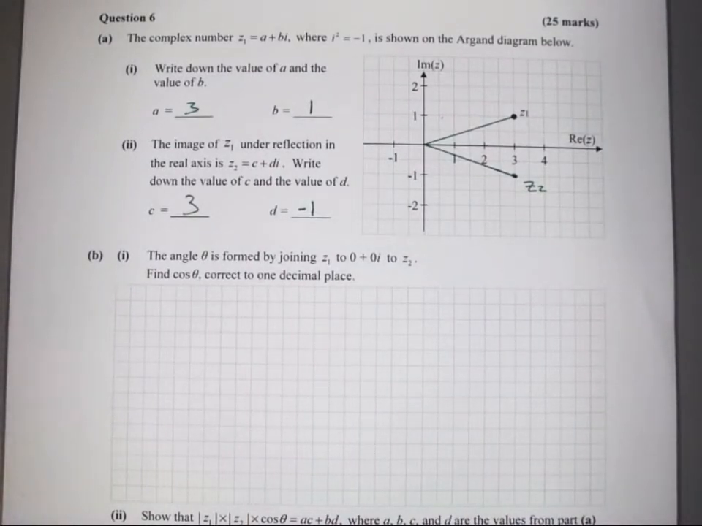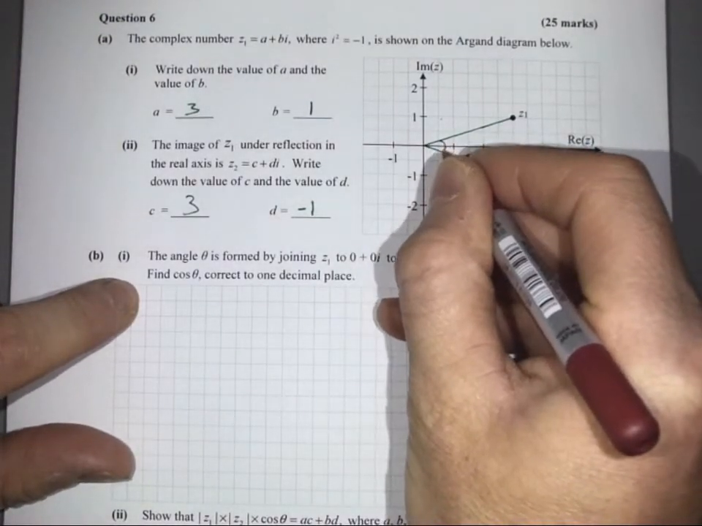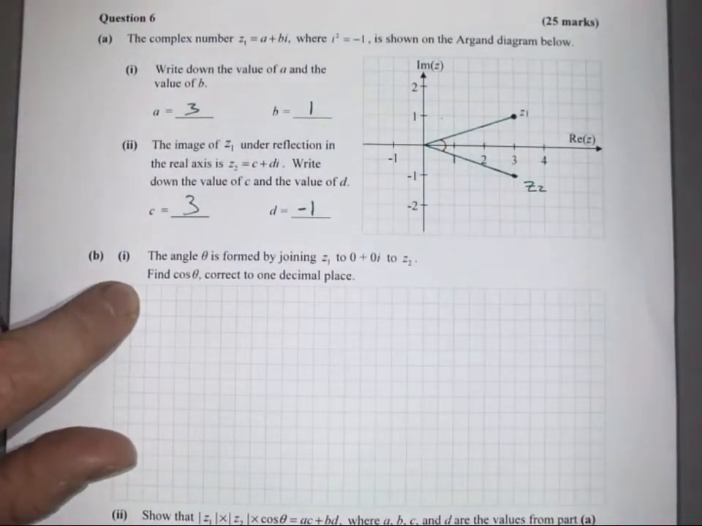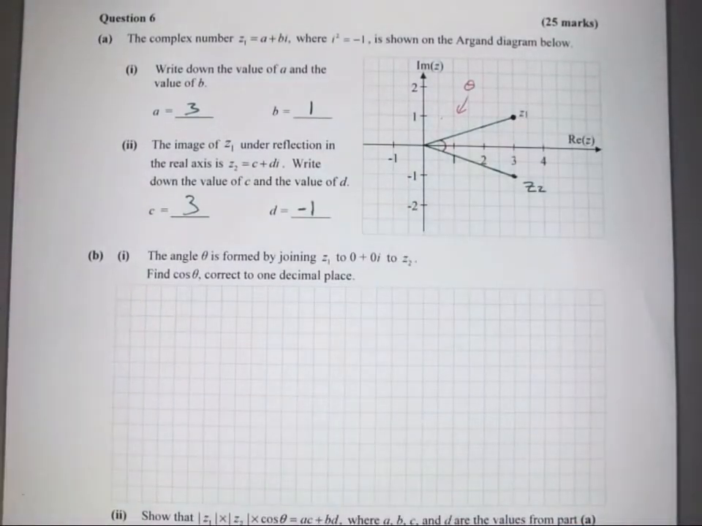And the angle formed there then is theta. So let's be careful there. The angle theta is this angle in here, marked in red. Theta. Okay, so that's the angle we're looking for. And they're saying find cos theta correct to 1 decimal place. Well, the clue there is they're looking for cos theta.